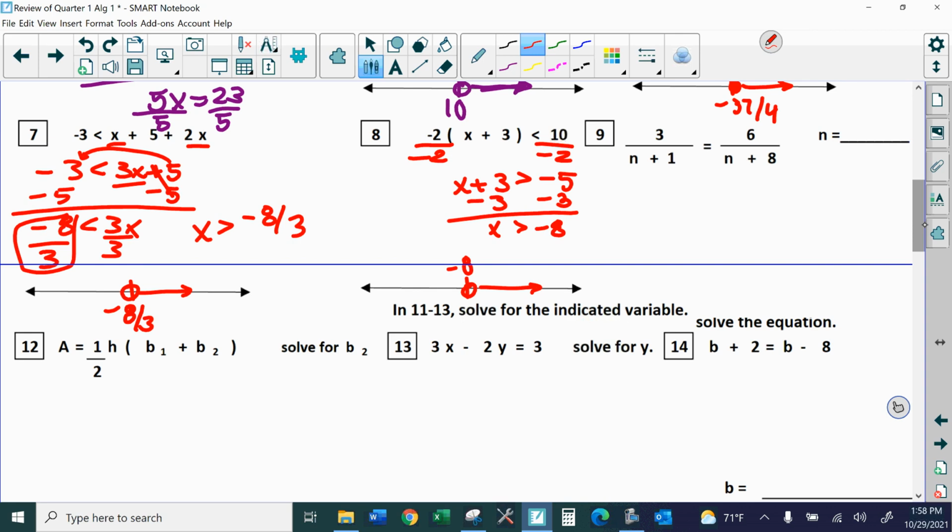Number 9, we have a proportion again. How do we solve all proportions? We cross multiply. Why do I put parentheses around those two? Because they have more than one term. If I have more than one term, I need to have parentheses around it, so when I cross multiply, I remember to distribute. So I have 6 times the quantity n plus 1 equals 3 times the quantity n plus 8. Now distribute.